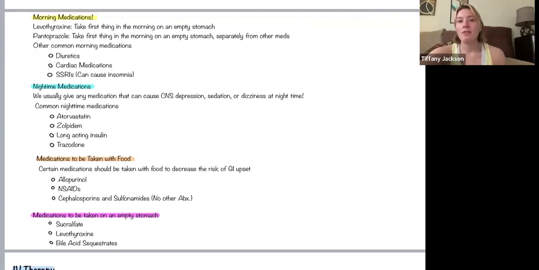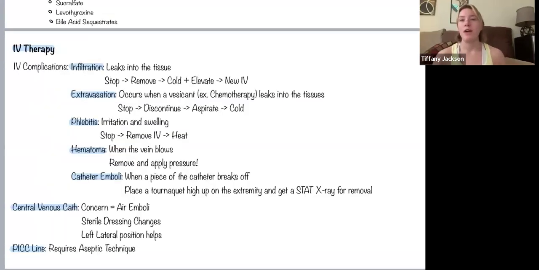Alrighty, a couple of the fundamentals of IV therapy, lots of different complications. When an IV infiltrates, it leaks into the tissue. We're going to stop the infusion, remove the IV, cold and elevate, and put a new IV in at a different location. Extravasation is a little bit different. Instead of just an IV fluid leaking in, a vesicant such as chemotherapy will leak into the tissue, and this can cause damage to the tissues.